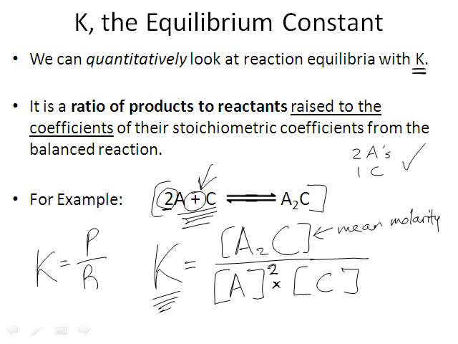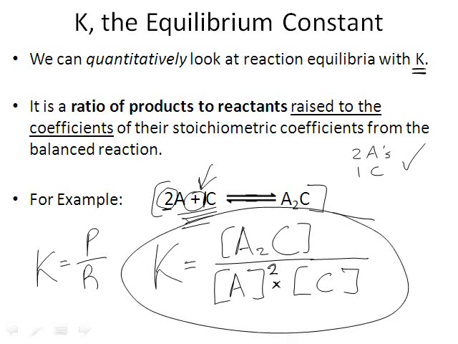Because I have a 2 in front of my A in the balanced reaction, I square the A concentration. Because I only have a 1 in front of the C, it's just raised to the 1 power. But because a 1 can just be omitted and still mean a 1, I'm going to leave that out. The 1 is just assumed to be there. Alright, so we've got our first K expression shown here as K equals the concentration of A2C over A squared times C.